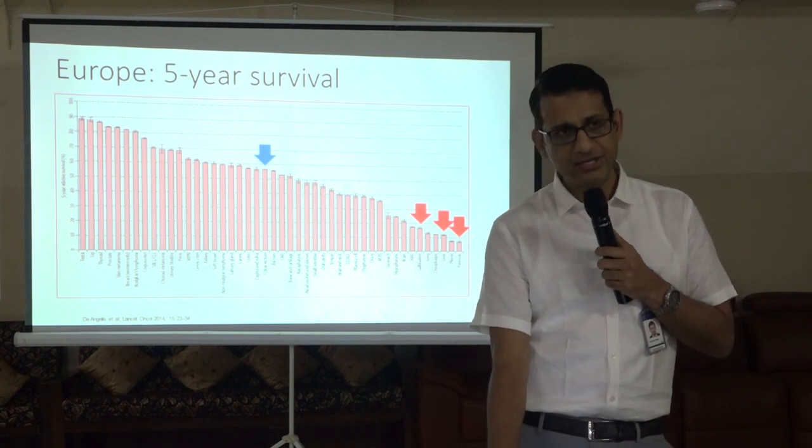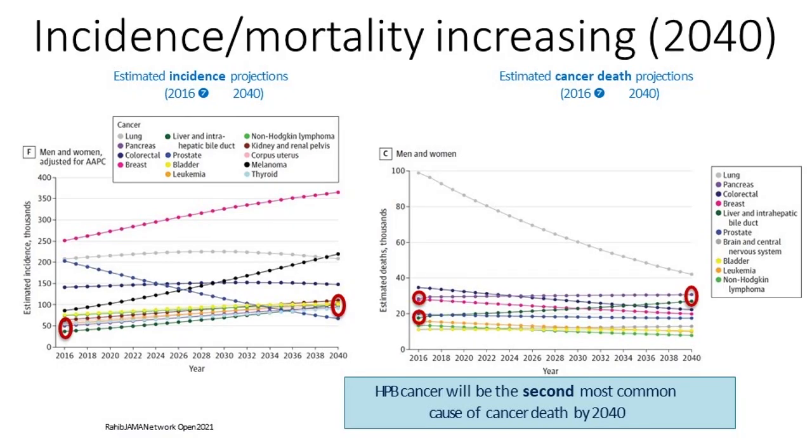And this is because of different challenges we have in this disease, which we will discuss. Also, the thing to worry about is, if you look, these are projections in the next 20 years. Also, if you see that in terms of incidence and mortality, even though the incidence of some of the cancers are coming down, the incidence of HPB cancers are projected to rise.